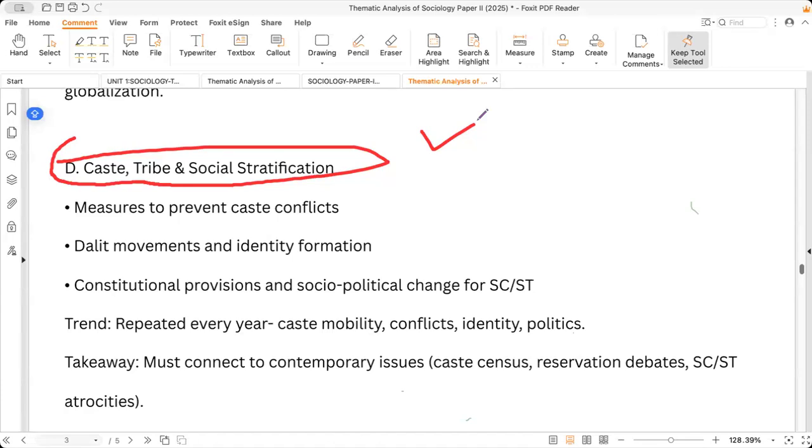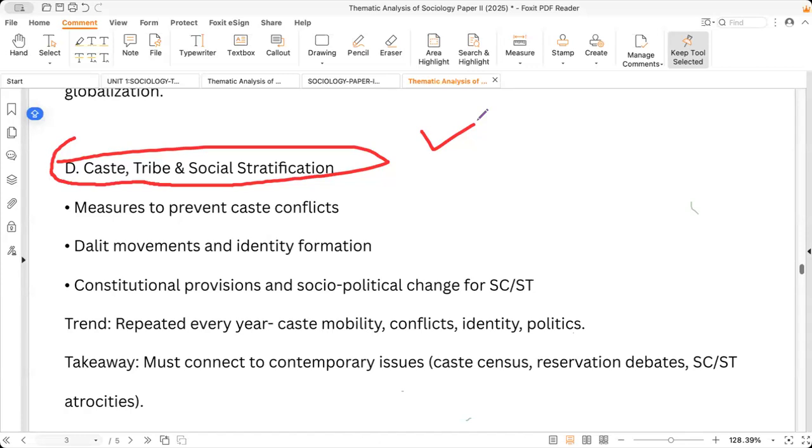You can also quote certain case studies, like how caste conflicts were reduced in states like Kerala, how socialist policies empowered everyone, how the investment in human development reduced caste conflict. Because caste conflicts are also related to unequal development. Inequality among the resources between different castes fuels the caste conflict.